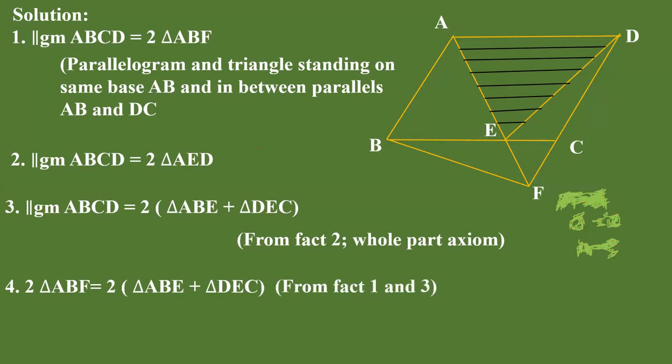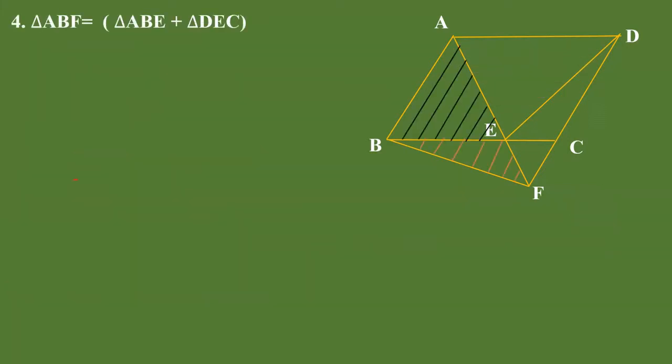Compare 1 and 3, both are equal to the parallelogram ABCD. So we can say that triangle ABF equals triangle ABE plus triangle DEC. Just remember this. We proved that. Now one more thing we just proved: triangle ABF equals triangle ABE plus triangle DEC. You can check in the figure, right?